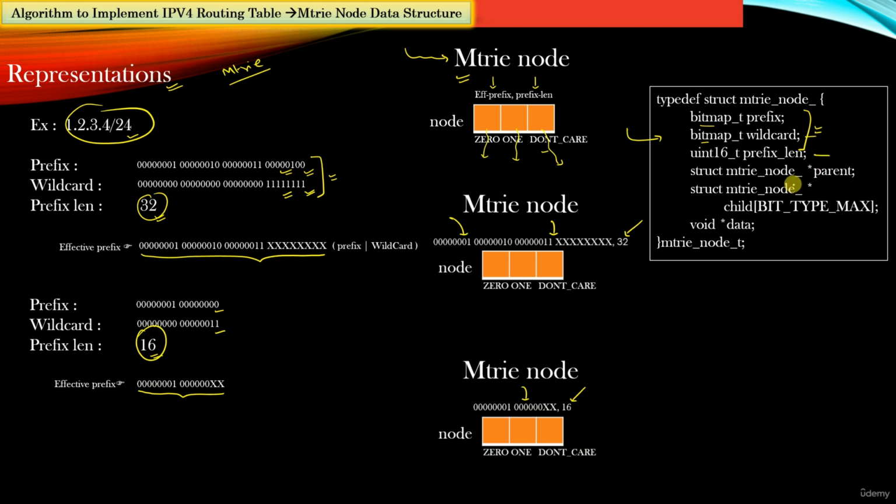All right. Then each node contains a pointer to the parent and each node contains pointers to its children. This we will discuss when we are actually discussing the algorithm. Each node also contains some data which we will also discuss when we discuss the algorithm. All right. So the point here is that you should understand the mtry node data structure and how we are going to store the effective prefix in this data structure as well as the prefix len.